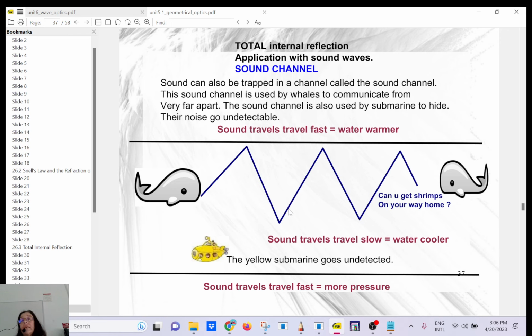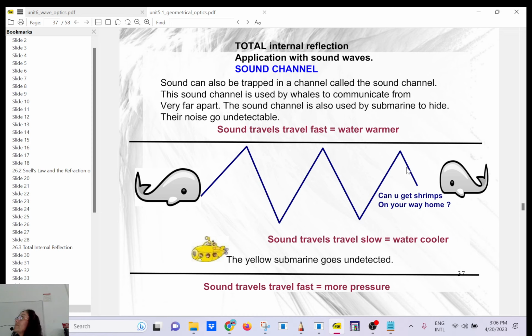Right? So it cannot escape. All this energy is being carried along over a very, very long distance. So if you have a whale in the Arctic, northern hemisphere, and maybe another whale chilling out next to Brazil, they can talk to each other because the sound is not dissipated.